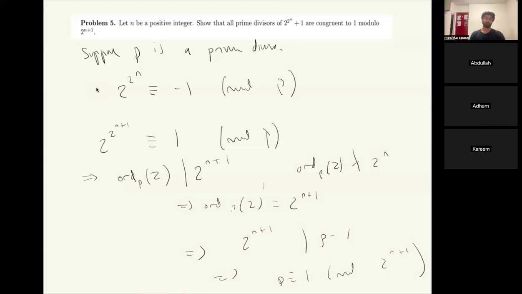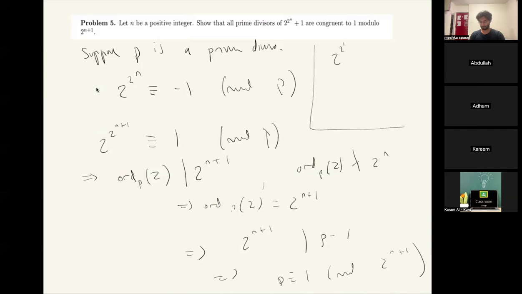We can do it in another way without using orders. We can, from the fact that 2 to the n is congruent to minus 1 mod p... Originally, I proved that 2 to the n plus 1 is congruent to 1 modulo 2 to the n plus 1, if I can just put that as a lemma. We can remove the ones. It's modulo 0, because you have plus 1 on both sides, so you remove that.